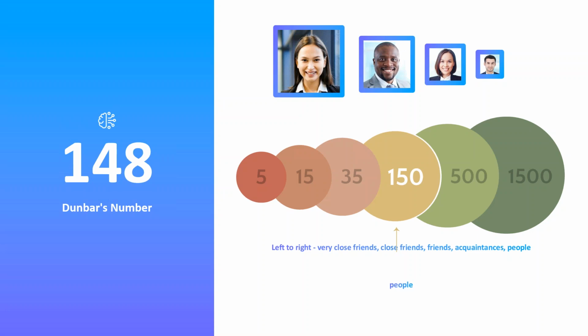So it turns out that our brains are only capable of maintaining a certain number of social relationships. And this fact was discovered by a very famous anthropologist named Robin Dunbar in the 1990s. And what he found was the average human brain is capable of maintaining about 148 or 150 social relationships.